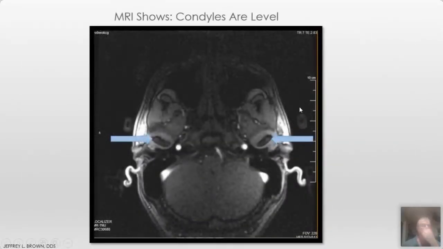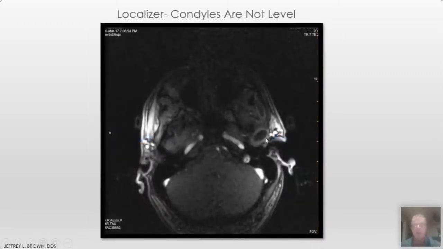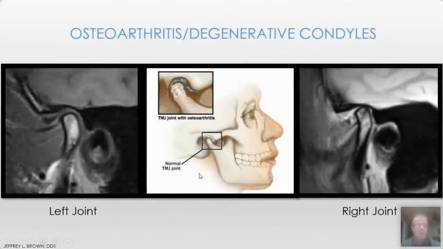Now, this is one thing I really like looking at on my MRI. Are the condyles in the same field of view? Are they level? If not, we've got a big problem, folks. Look at this. The top of the left condyle, I don't even see the right one over here. So you know there's a cranial bone distortion on this patient. Okay, left joint, slipped disc.